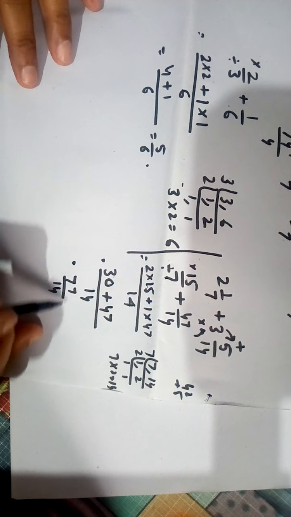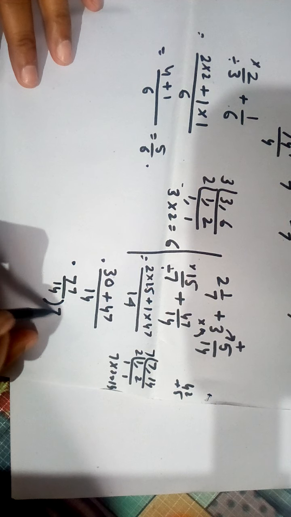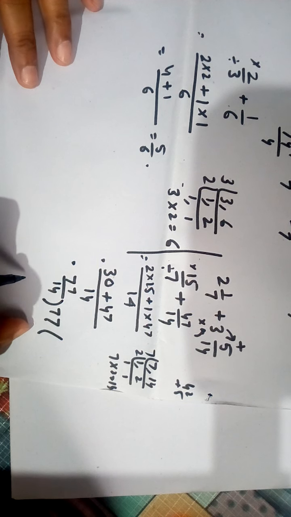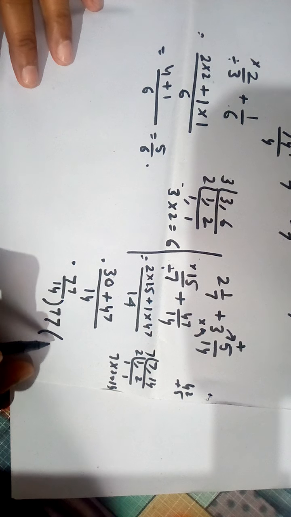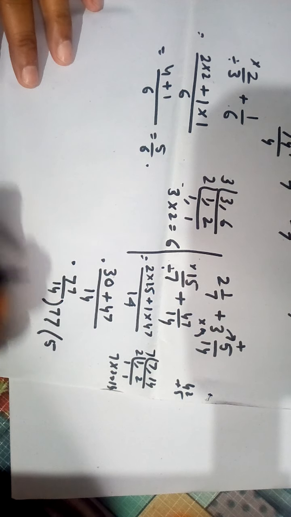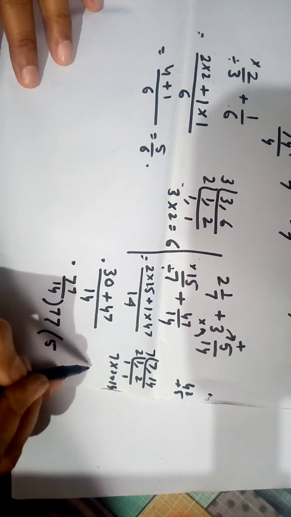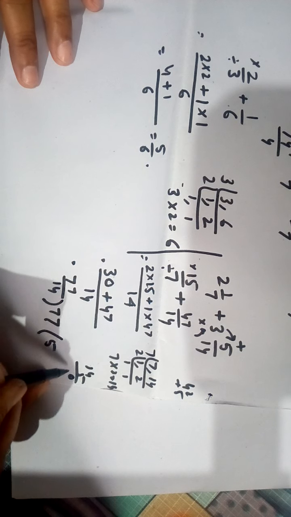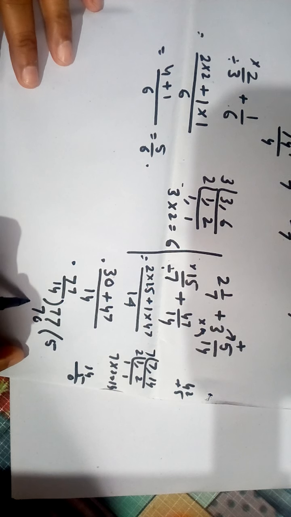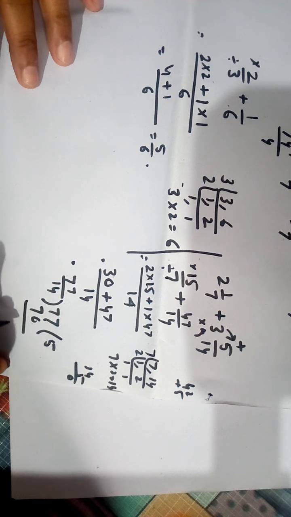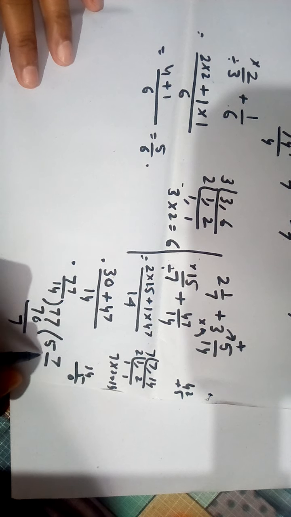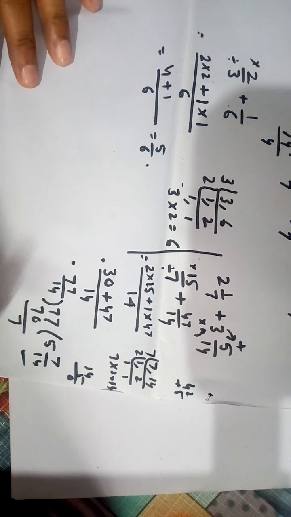This is the improper fraction. Now to change it to a mixed number, I have to divide it. 14 how many times? 5 times, because 14 fives are 70, we get 7 as the remainder. Now write 5 and 7 by 14, this is the answer. So this is the fractions.